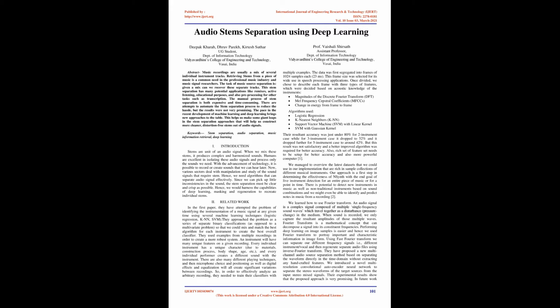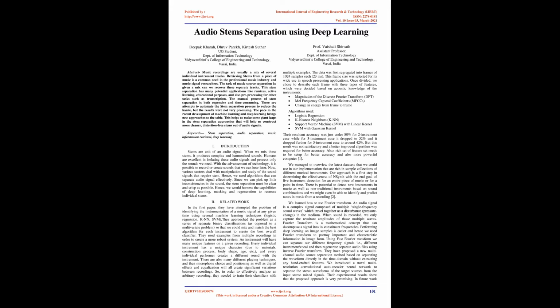An instrument will have many unique features on a given recording. Every individual instrument has a unique character, due to materials, construction process, body shape, age, etc., and every individual performer creates a different sound with the instrument. There are also many different playing techniques, and then microphone choice and positioning as well as digital effects and equalization will all create significant variations between recordings. So, in order to effectively analyze an arbitrary recording, they needed to train their classifiers with multiple examples.